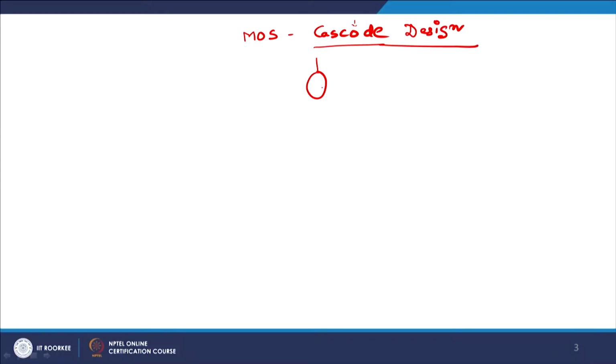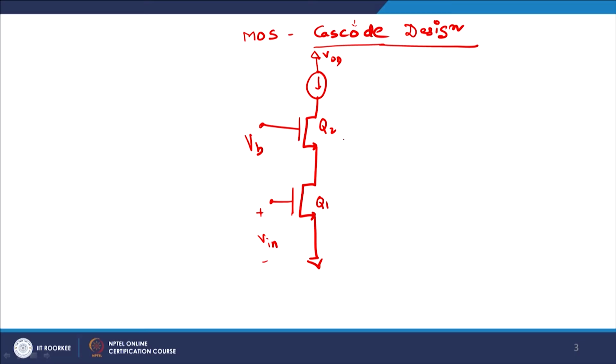So, we apply a current source here, and then you have VDD. This is quite interesting: this is Q1, this is Q2, and this is plus minus Vin. We apply the voltage Vin here, and we apply a fixed bias VB here. This Q2 is known as the cascoded device, and this is your input device. You are feeding the input to this and you are taking the output from here.